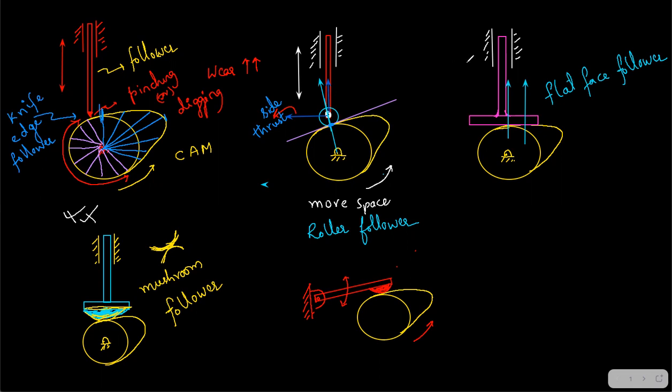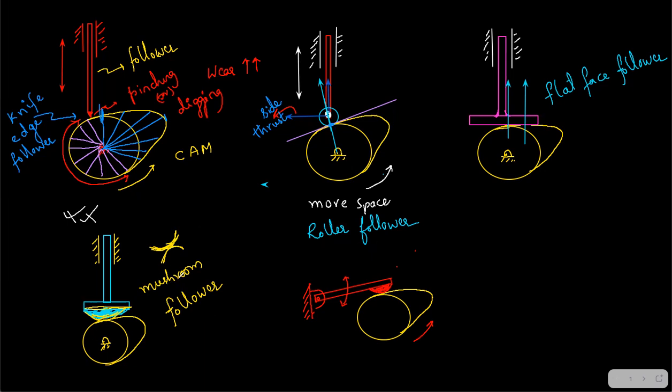Okay, so that's why we came up with an idea of flat face follower, because in flat face follower, the direction of the force is in the direction of the motion of the follower itself, which is perpendicularly upwards, which is vertical. Fine. And then we are combining these both to get a better result, which is a mushroom follower.